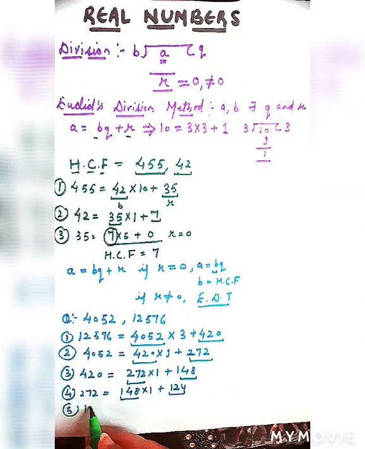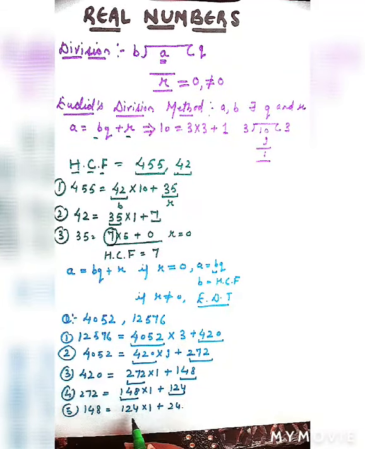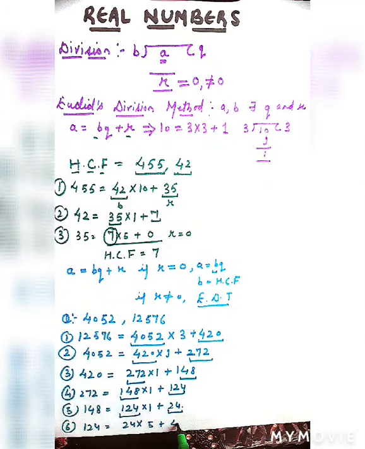Take these two numbers, 148 is equal to 124 multiplied by 1 with remainder 24. Again remainder is not equal to 0. Sixth step, 124 is equal to 24 multiplied by 5 with remainder 4.